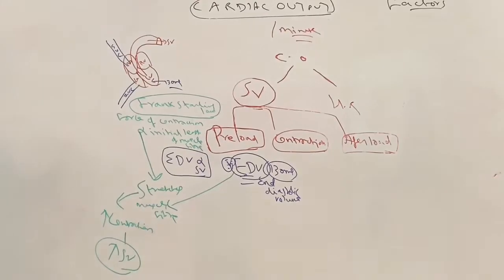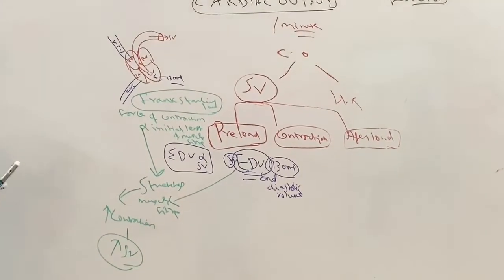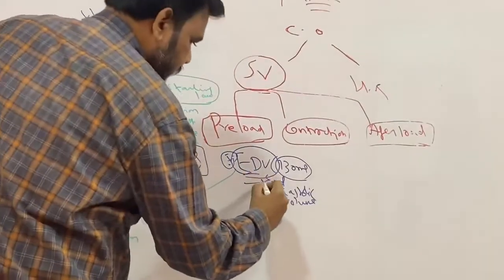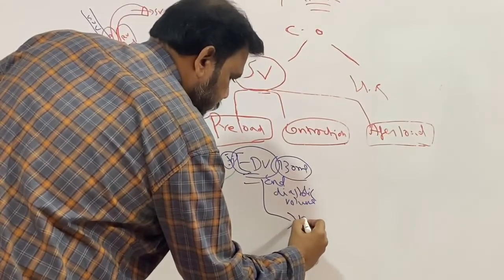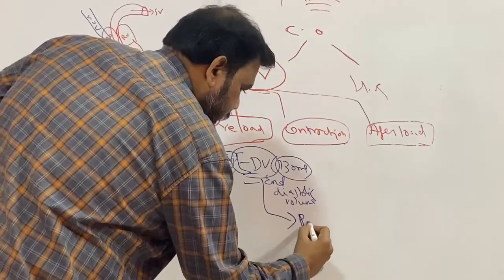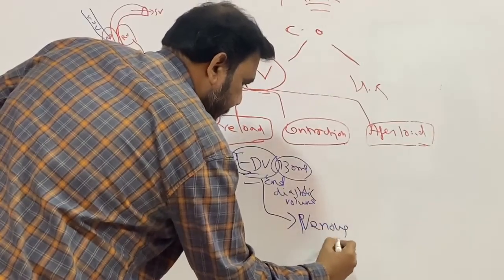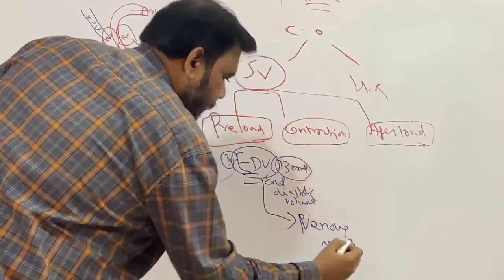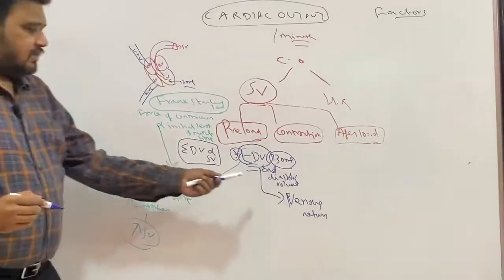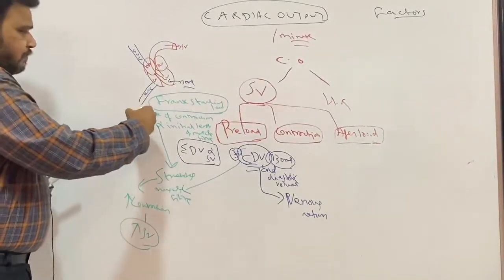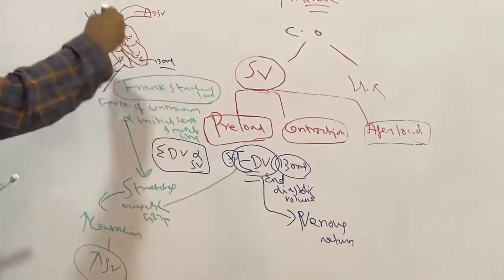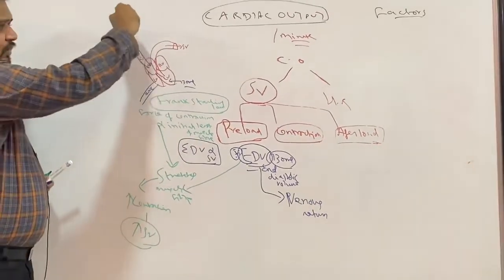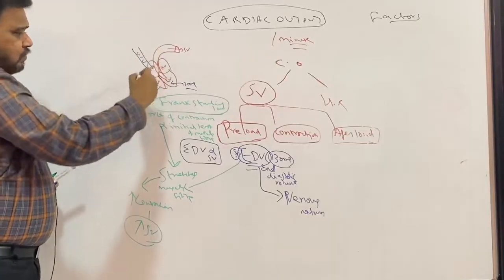Now next question. Again, this end diastolic volume depends on many things. This end diastolic volume depends on venous return. So what is venous return? As I am mentioning in this diagram, from the lower part of the body, the blood comes to the heart through the inferior vena cava. From the upper part of the body, the blood comes to the heart through the superior vena cava. So this is venous return.